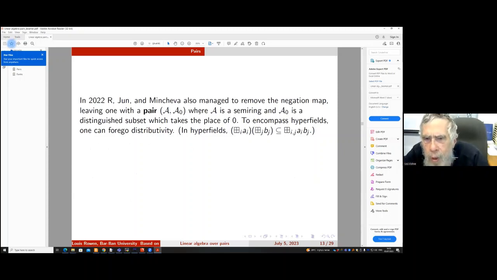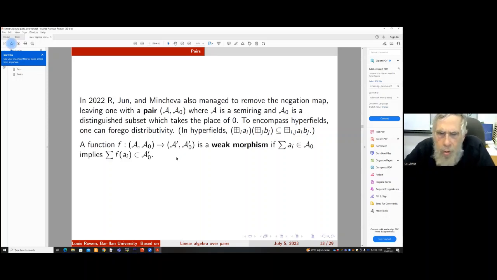A pair is where A is a semi-ring and A naught is a distinguished set, and you can do it without distributivity. Okay. So the morphisms, which we call weak morphisms, are functions that don't necessarily preserve addition, but they preserve this property: if the sum is in A0, then the sum of the images is in A0 prime. We can call these the null elements.